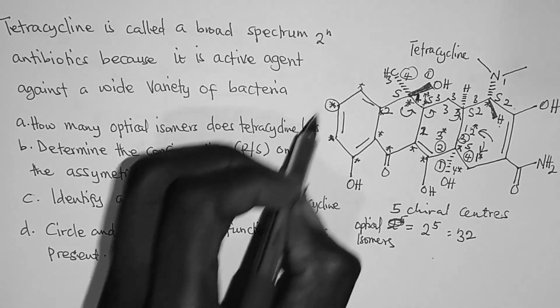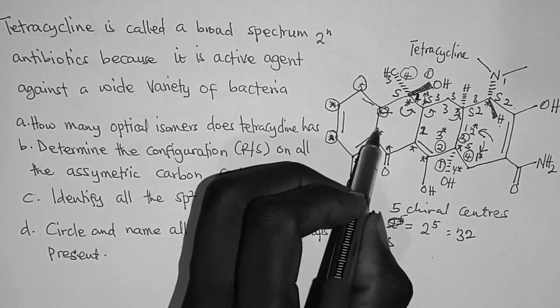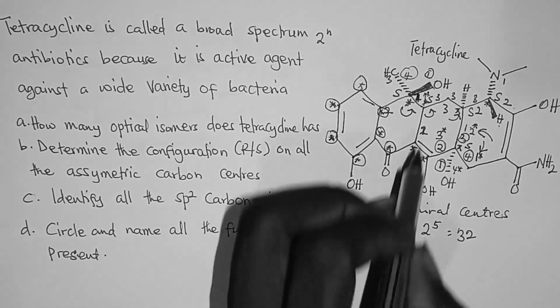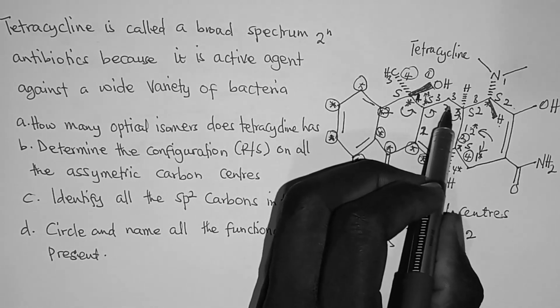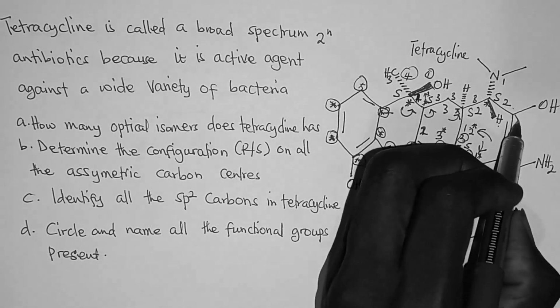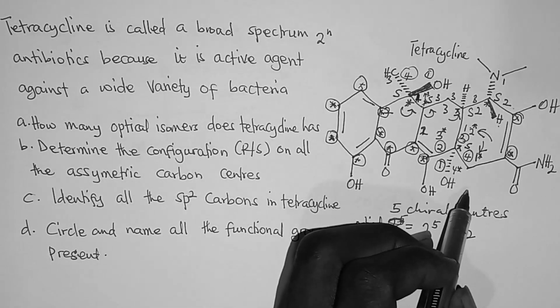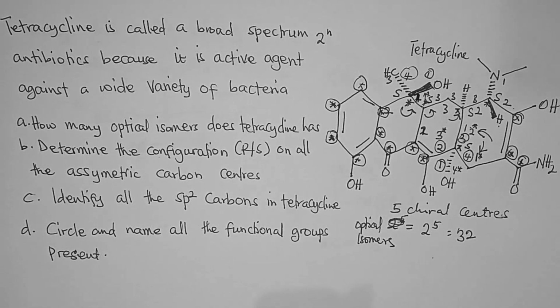So let me differentiate between that and the chiral centers by putting asterisks in circles. This is also sp2 and sp2. And then this is an sp2 carbon. This is also an sp2 carbon. And then this is also an sp2 carbon.